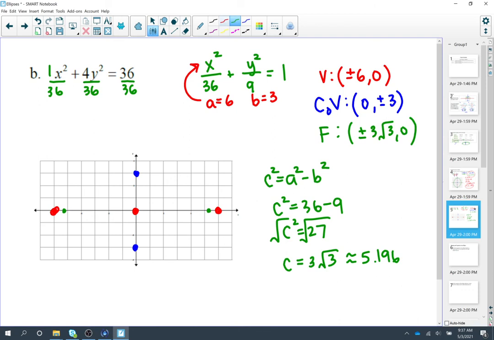Then the last thing we have to do is graph this thing. Again, try your best. Try to make it look as much like an oval or an ellipse as you can. There you go.